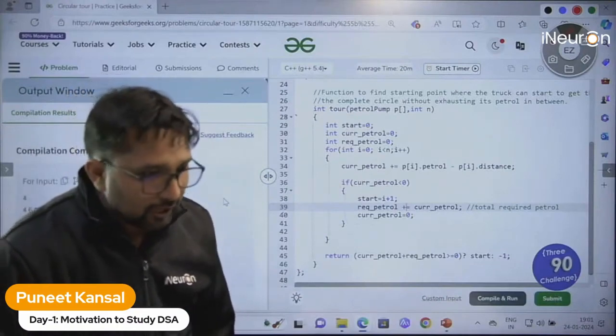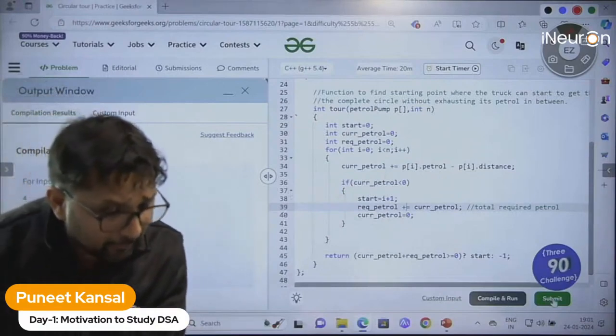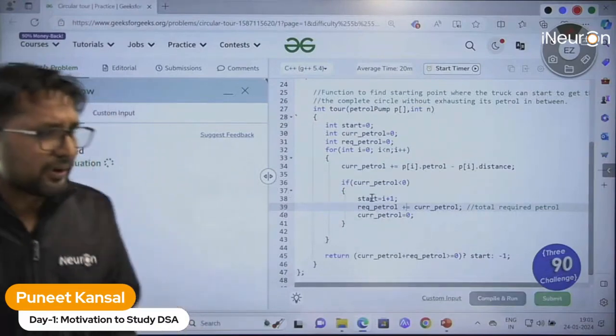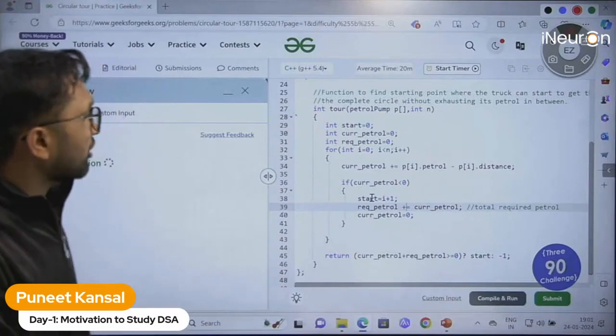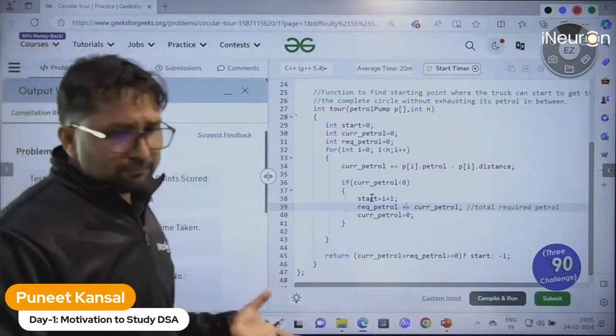Okay, Kunal actually solved this problem. There was just a space between equal and plus. That's it. So okay, let's submit this problem. I wrote this code in C++, and the same code will work for Java also.